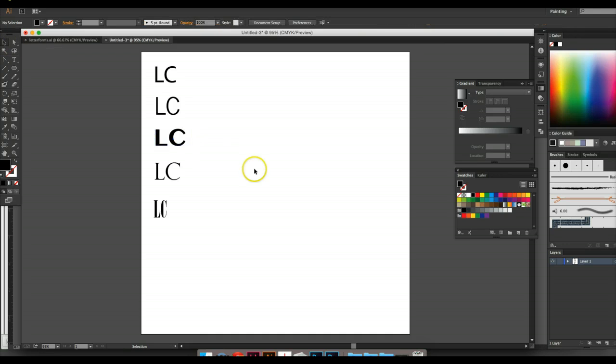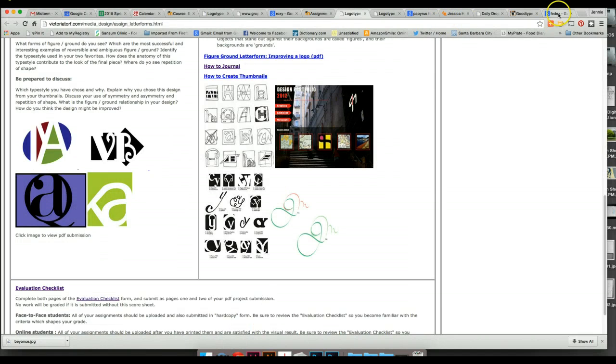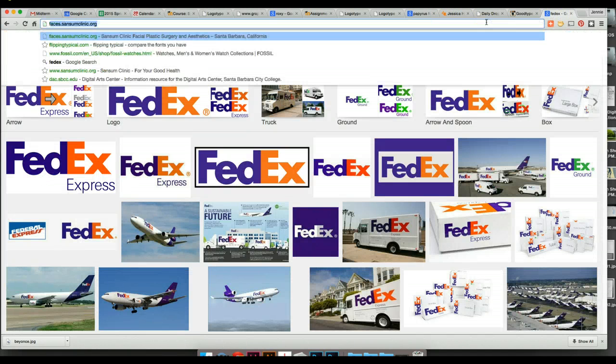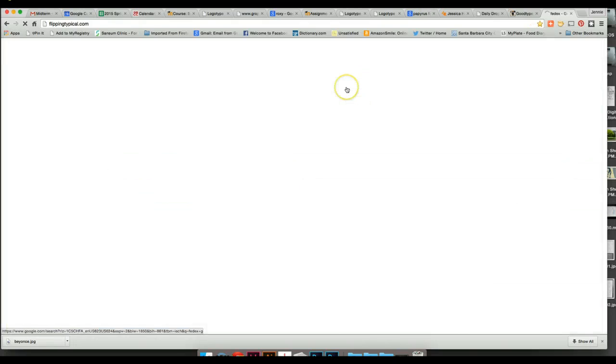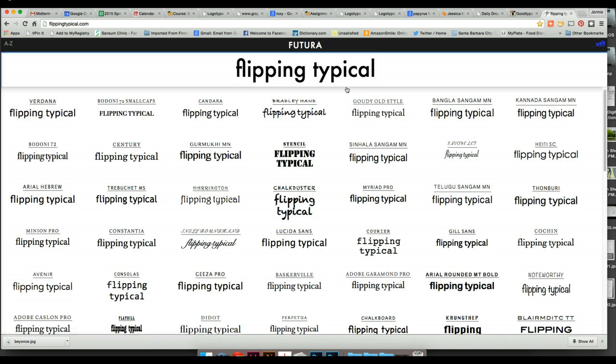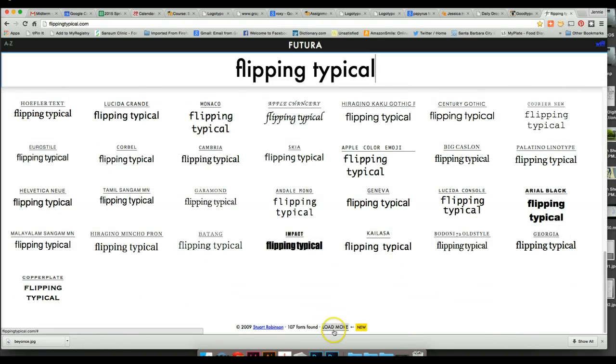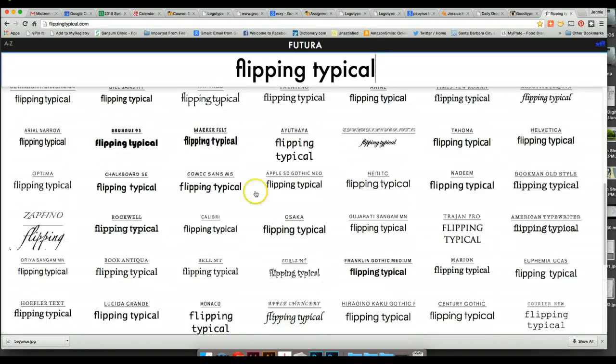This is a good one for that browser font finder. What's that thing called? Flipping Typical. Yeah, if you go to flippingtypical.com, remember we talked about this? It will pull up almost all of the fonts that are on your machine and show them to you. It only pulled up about 15 for me. Well, you can keep loading more down here.